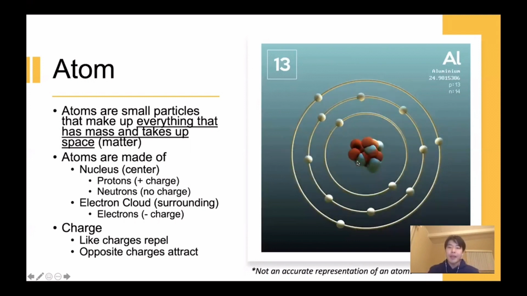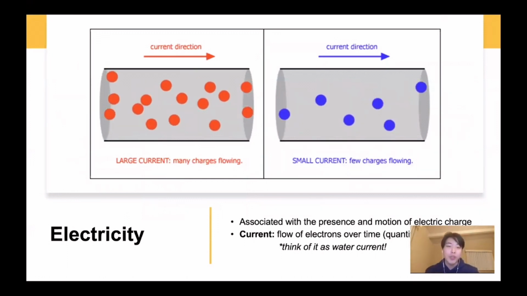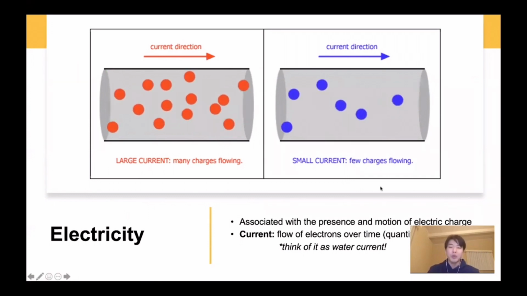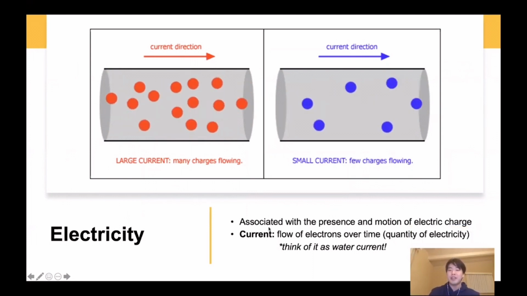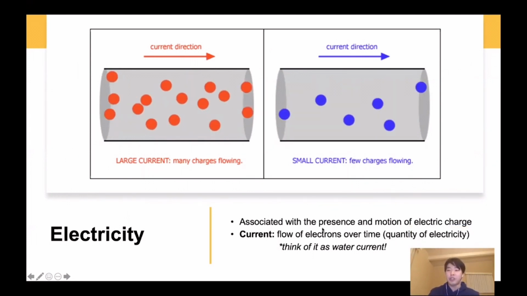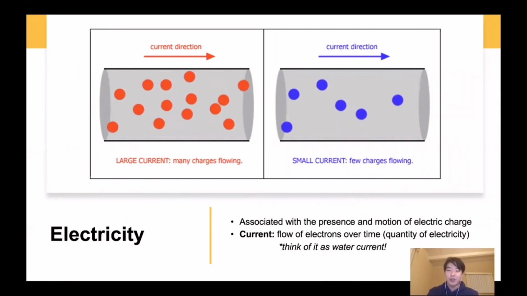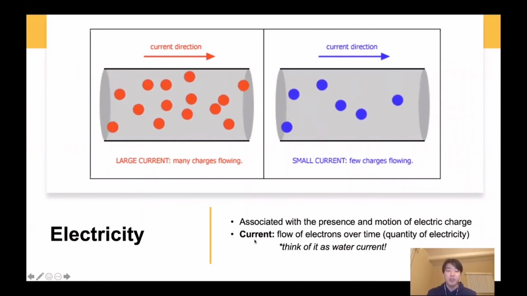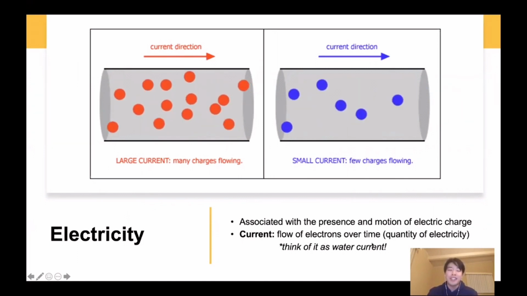Now, when these electrons flow, or even protons when they flow, we call that electricity. Electricity is associated with the presence and motion of electric charge. It doesn't really have to be electrons, but it's usually electrons because electrons are a lot lighter than protons. But current, I'm sure you have heard the word current, is a flow of electrons over time. So it actually quantifies electricity.